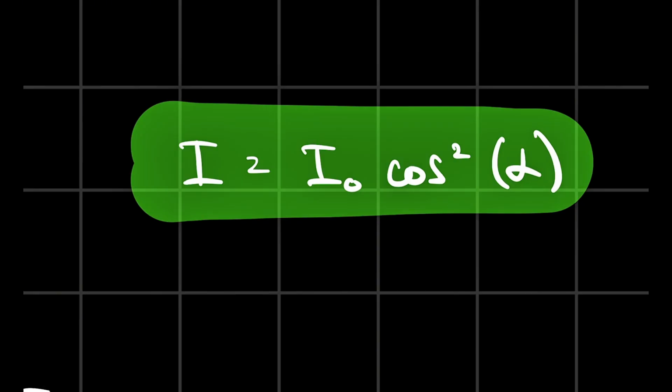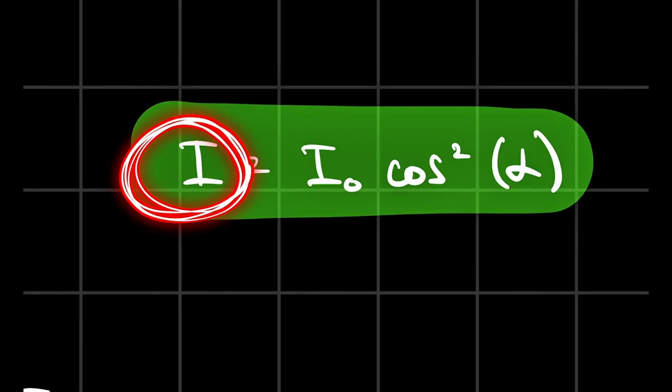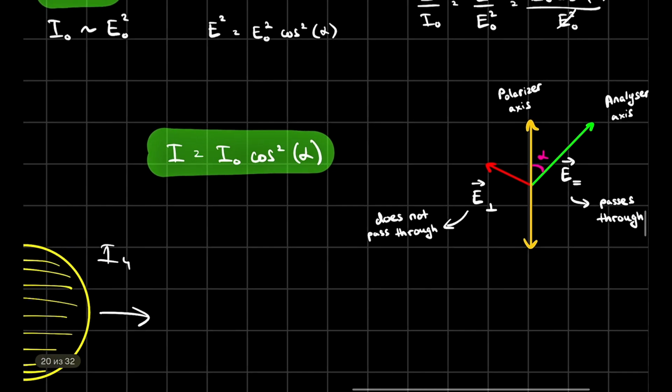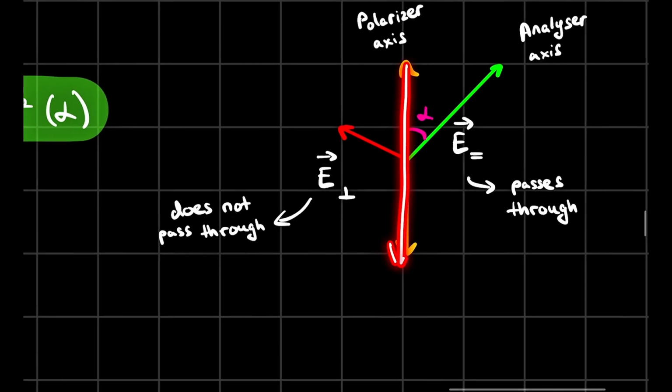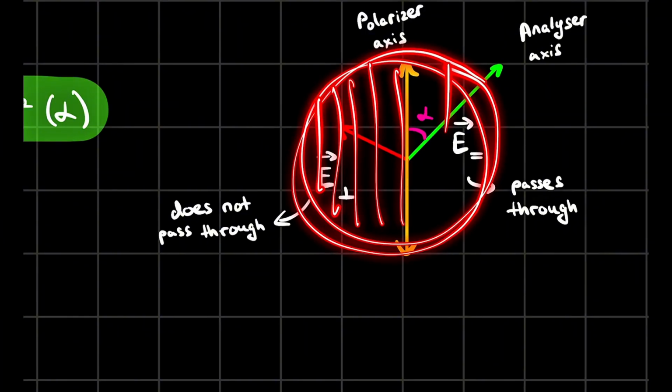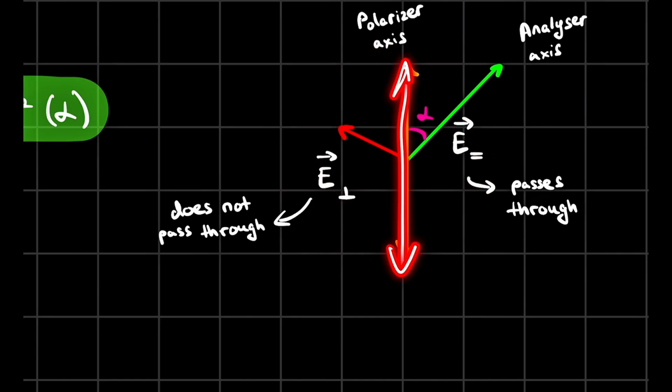This is really important. The intensity of the light which is passing through the analyzer will be the initial intensity multiplied by cosine squared of the relative angle between those two. Yeah, please don't forget about the square. Okay, what is this graph? This is the polarizer axis. For example, we have here a polarizer and many of these kinds of slits. Then this is our polarizer axis.